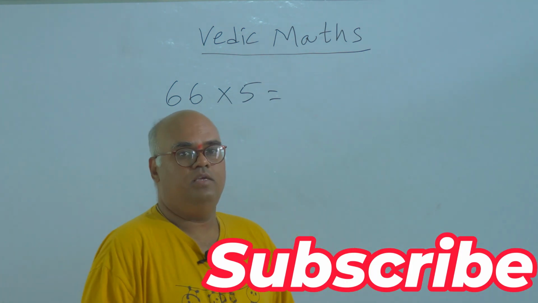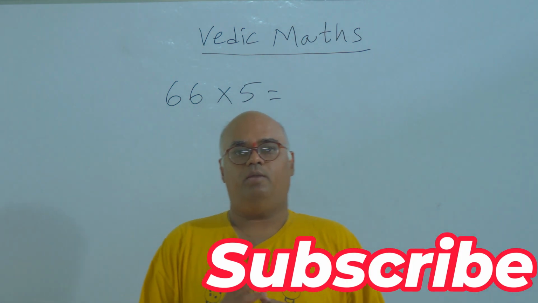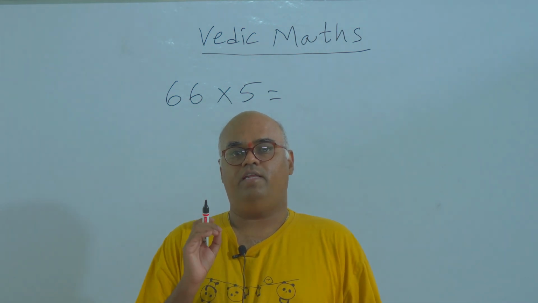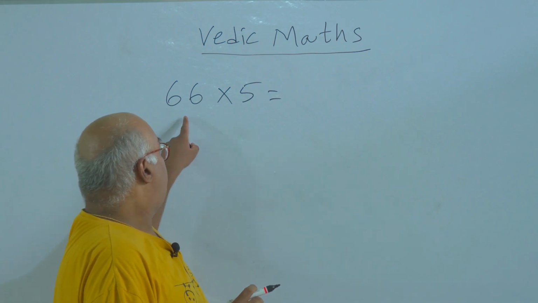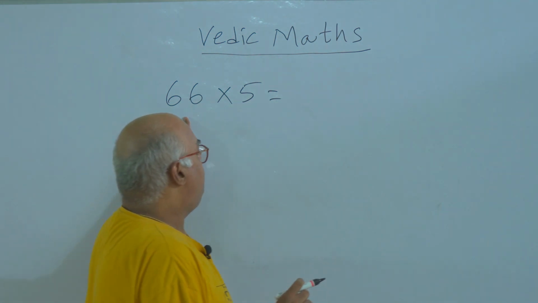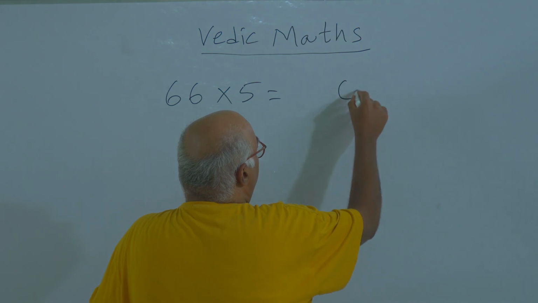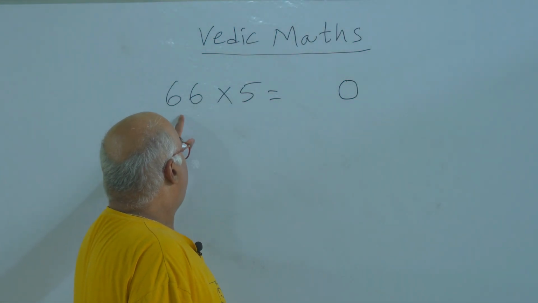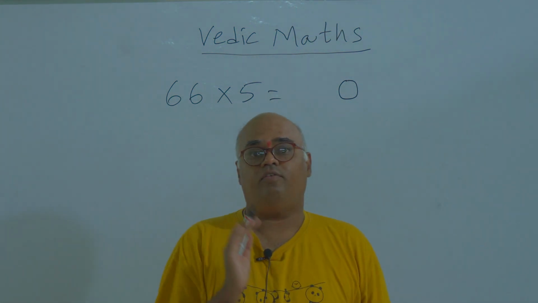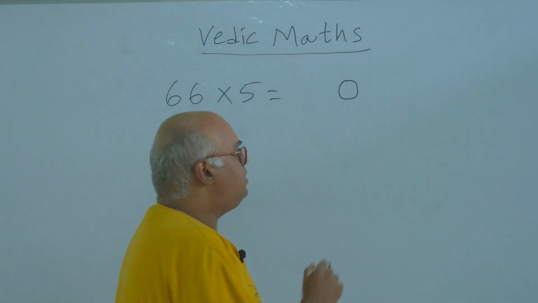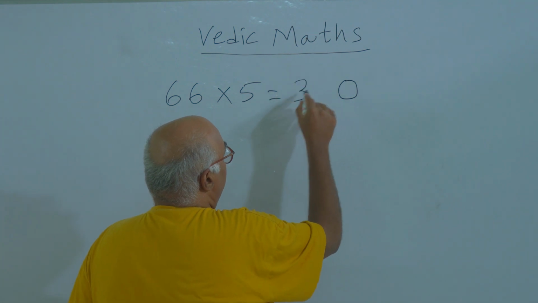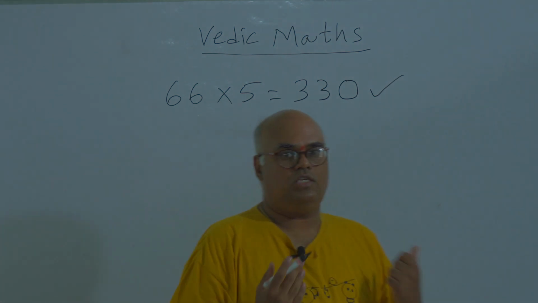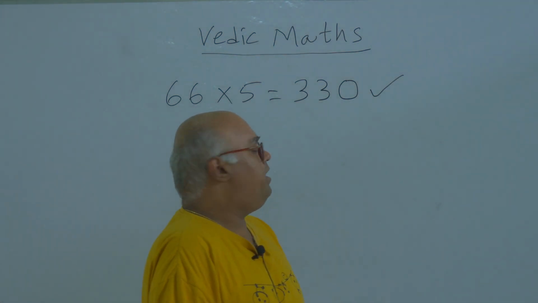So first step is, always remember, whenever you are multiplying an even number with 5, the unit place of the answer will always contain a 0. So here the 66 is an even number. So first step you have to do is put 0 in the unit place of the answer. Now the second step is, you have the number 66. Find half of 66. Half of 66 is 33. Write this 33 here. So this is the required answer. It's as simple as this. So 66 into 5 is equal to 330.